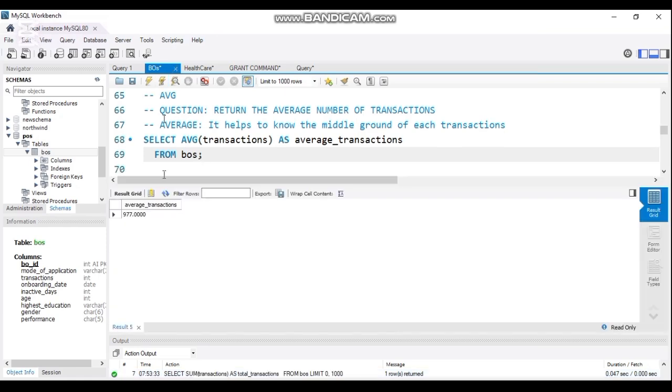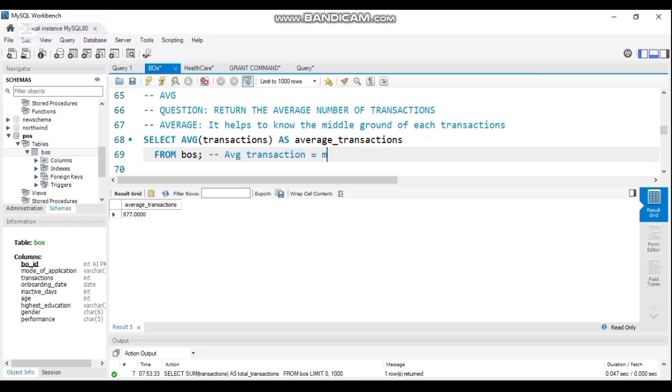I'm going to run it, and that gives us 977.00. That's how SQL writes it. So the 000 at the back doesn't matter, but our actual value is 977 transactions. So that was the average. After adding up everything together, their total transactions, and dividing by the number of BOs, it gave us 977.